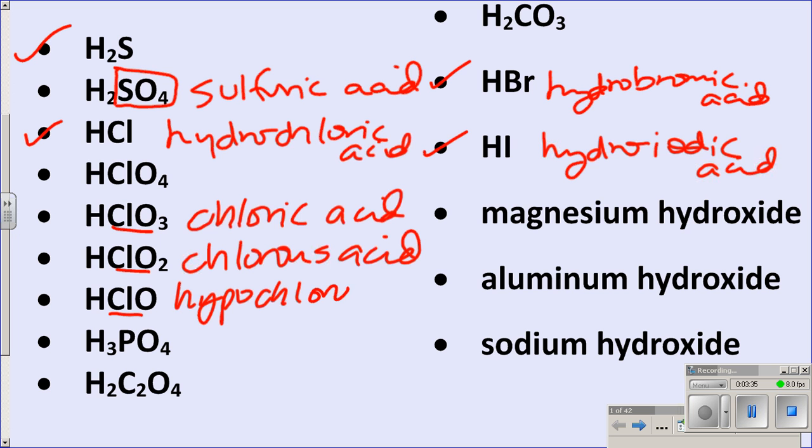Hypochlorous acid. How do we change this one when we went up? I know you want to say hyper, but let's just go per. Perchloric acid. Okay, so that's how we vary the names, right?